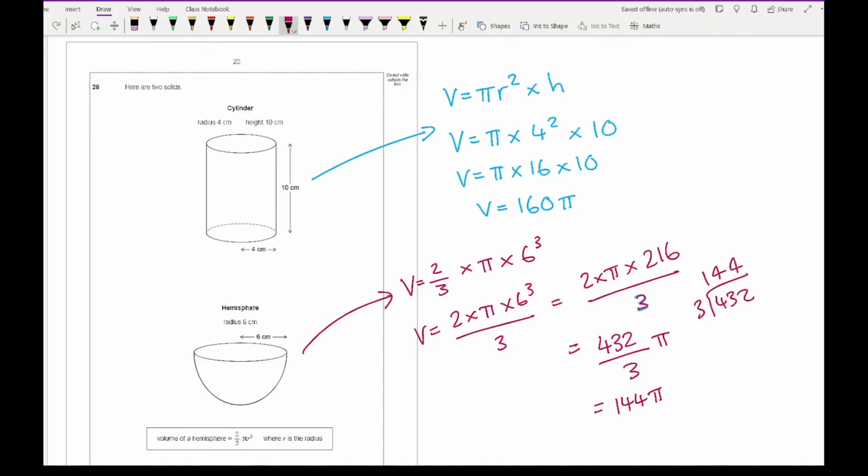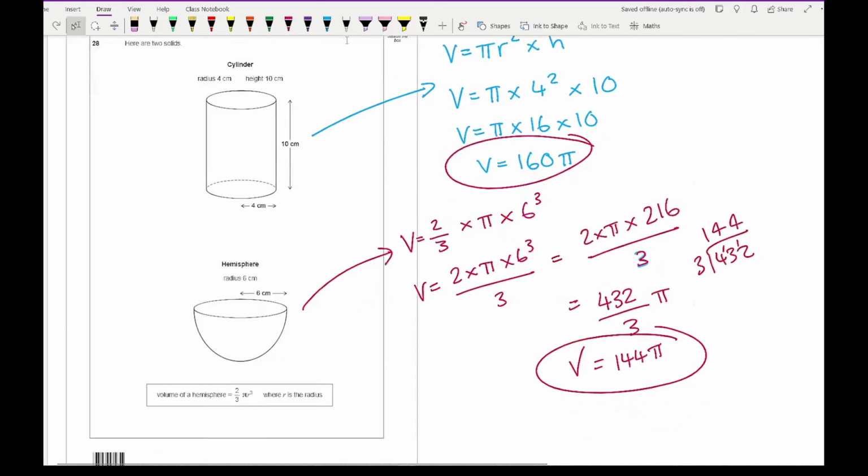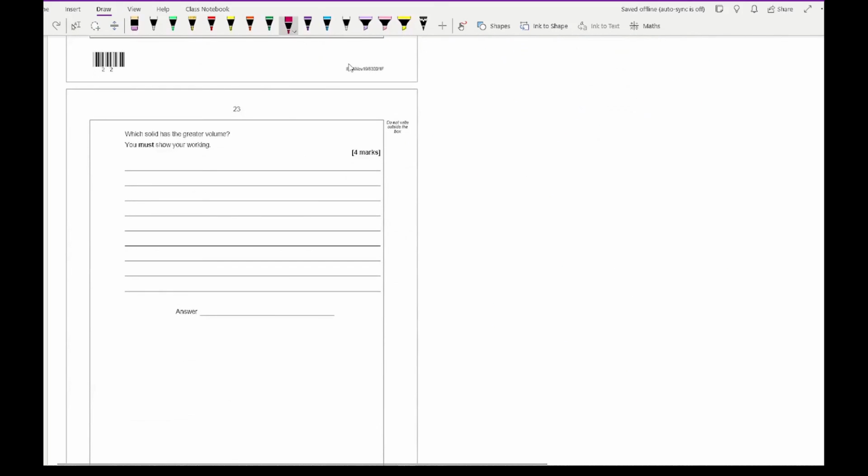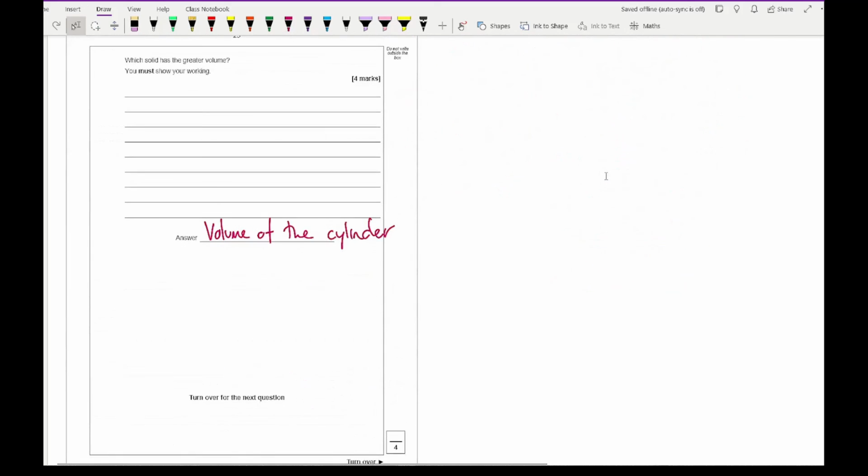Now what we need to do is compare these two volumes. Which is going to give me the bigger answer? Well, it's going to be the volume of the cylinder. So here, what we then say is the volume of the cylinder is bigger. All of the working out that I've done up there needs to be written in this space here.